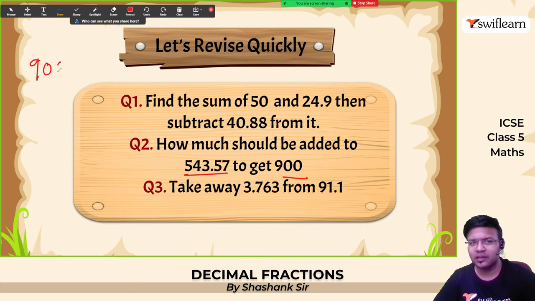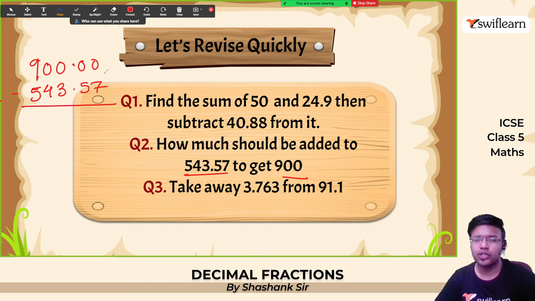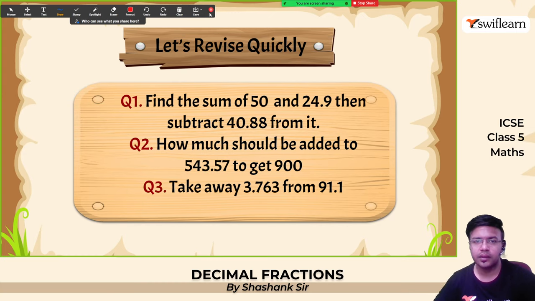How much should be added to this to get this? Subtract this from 900, you will get the answer. 900.00 minus 543.57. So 0 minus 7, not possible. 10 minus 7 is 3. Not possible, 10 minus 6 is 4. Put a decimal point. 10 minus 4 is 6. 10 minus 5 is 5. And 9 minus 6 is 3. This should be added to this to get 900.